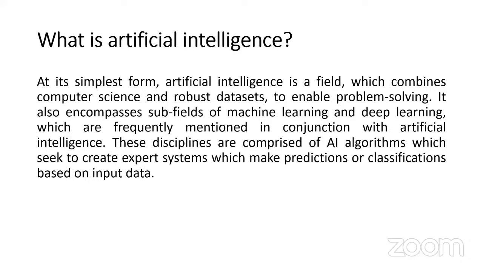From a computing perspective, we can say artificial intelligence comprises machine learning and deep learning. They both come under the same umbrella called artificial intelligence. And these disciplines are comprised of AI algorithms which seek to create expert systems which make predictions or classifications based on input data. So that is the general idea here.